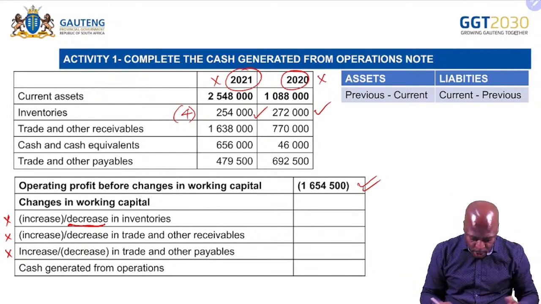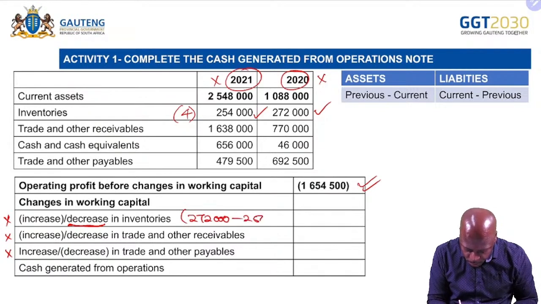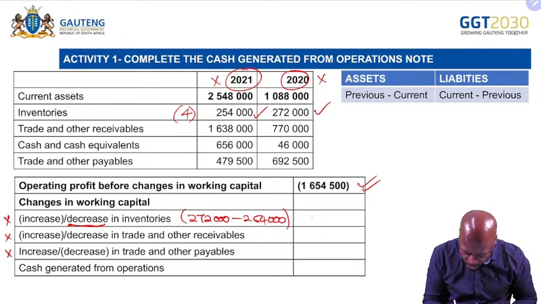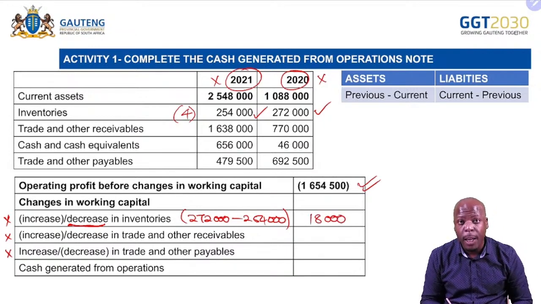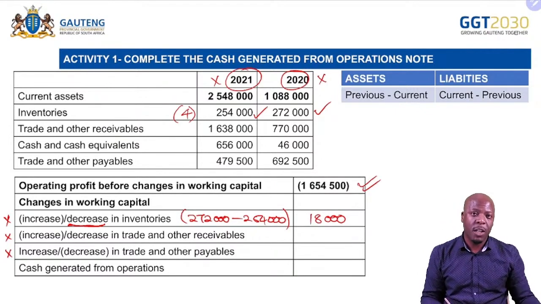All right, so in other words, I'm going to come here and do my calculation. I'm now going to say 272,000 minus 254,000. And then the difference between those two figures should give me 18,000. Okay. How do I know it's a cash inflow? Simple. There's a decrease in inventory.